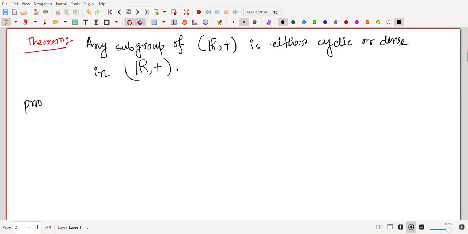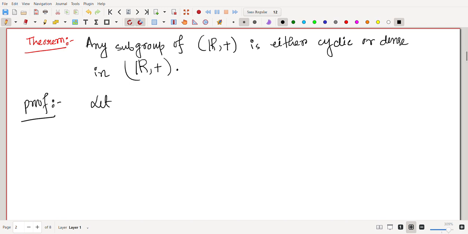Proof. The theorem says that any subgroup of R plus is either cyclic or dense in R plus. Subgroup of R plus means R is an additive group, the set of all real numbers. So if you choose any subgroup of R plus, that means it is a subgroup under addition, that is either cyclic or dense in R.